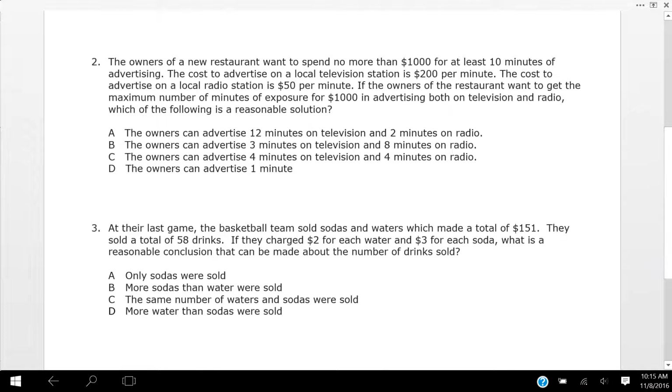I see in number 2 that I'm going to have inequalities because I've got no more than and at least. So if I'm doing at least 10 minutes, that means TV plus radio has to be greater than or equal to 10. And for the money, $200 times TV plus $50 times radio has to be less than or equal to 1,000.